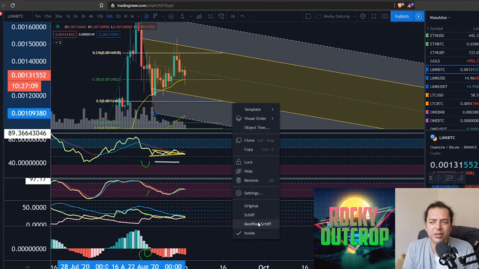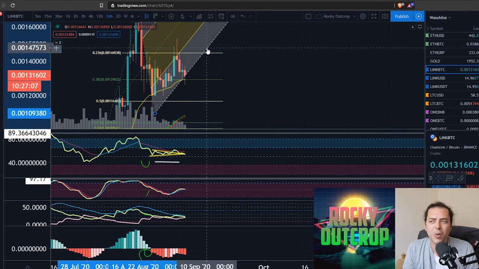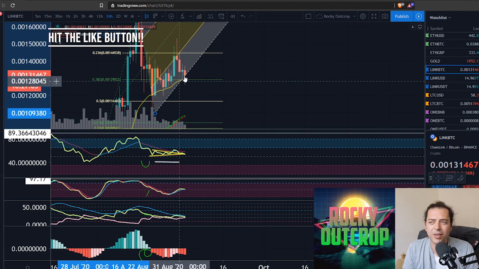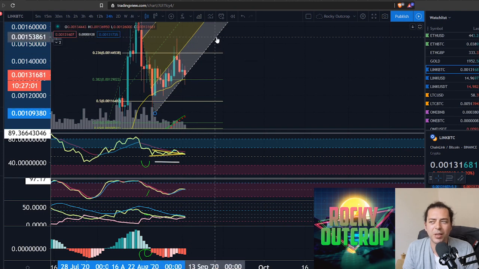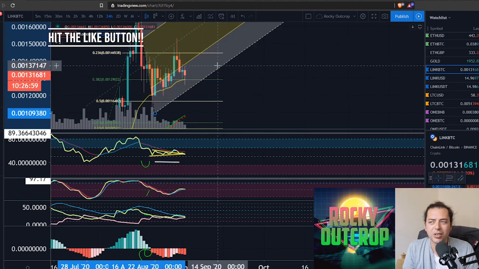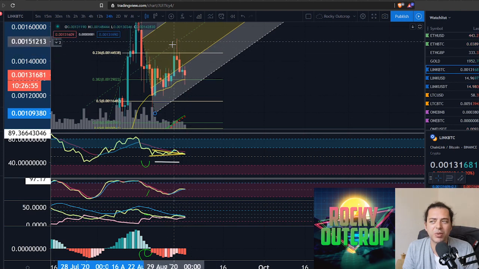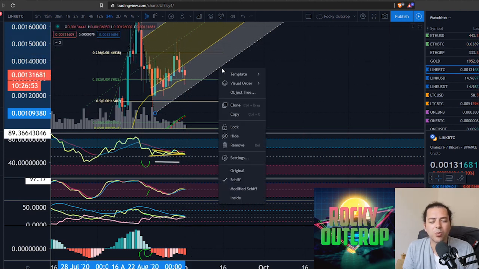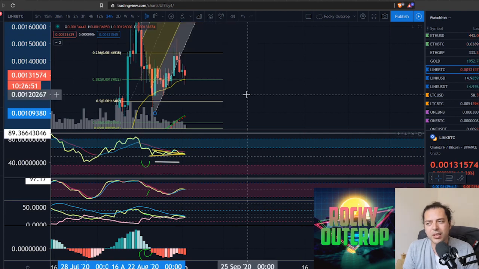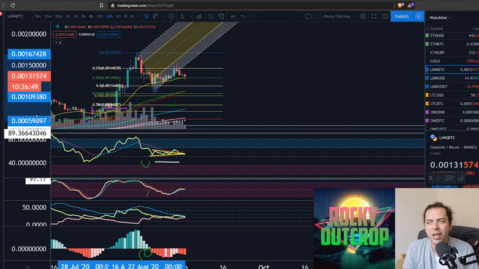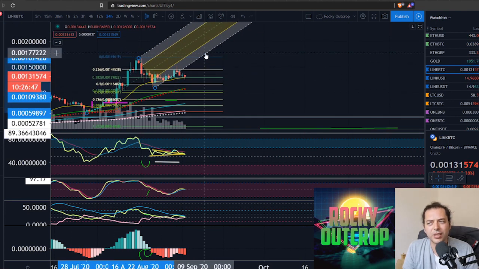You might be interested in what this looks like if it was, for instance, one of these ones. If it was a modified Schiff, then we've come right in at the very bottom of this, and we could be breaking out of it soon. And then that would make the pitchfork useless in that sense. The Schiff pitchfork itself, we've seen that it's been resisted at the median line on this one. I think that instead of just sticking to one or the other, you're probably better off looking at the differences between them all.